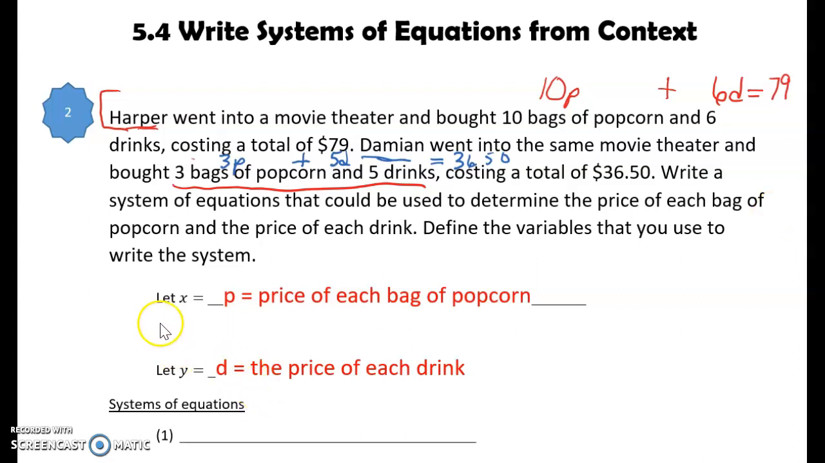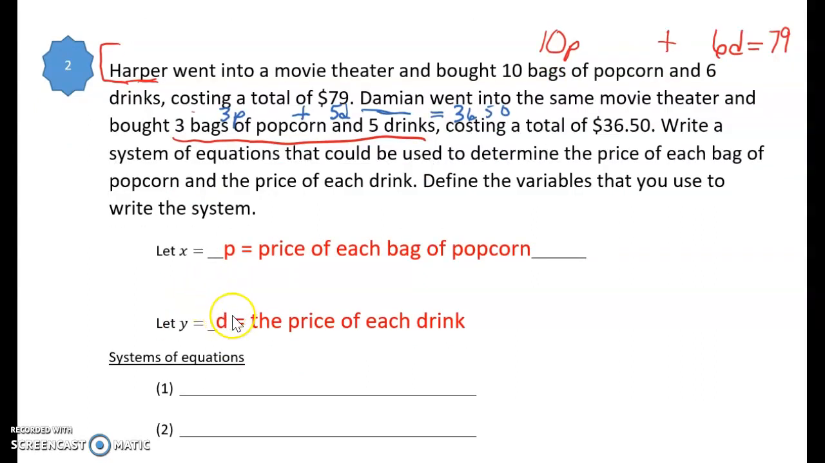I could use X and I could use Y, and I will when I'm writing my equation, but I wanted just to write that P could be the same as X because it's the price of popcorn. Sometimes I like to use the letters that help my problems make a little bit more sense. So as I'm going through and I'm writing this equation, now I have my 2 systems of equations.